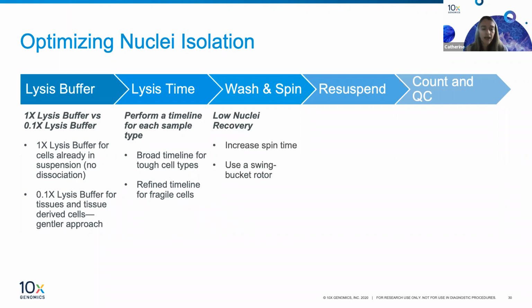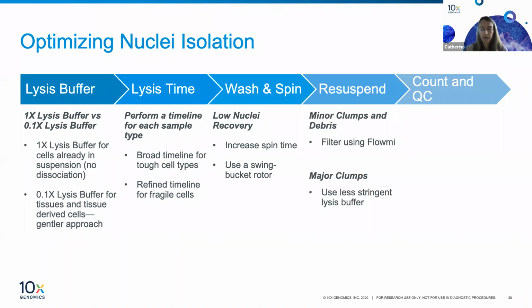Another thing you can optimize with nuclei isolation is the recovery of your nuclei. If you find you're not recovering enough nuclei, you can increase your spin time. We'd always suggest using a swinging bucket rotor for your centrifuge when working with nuclei, in order to maintain them and not lose too many.